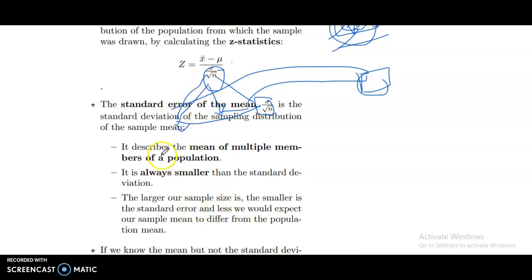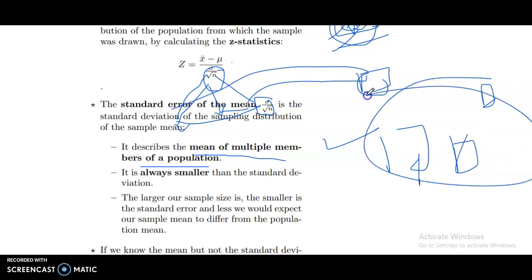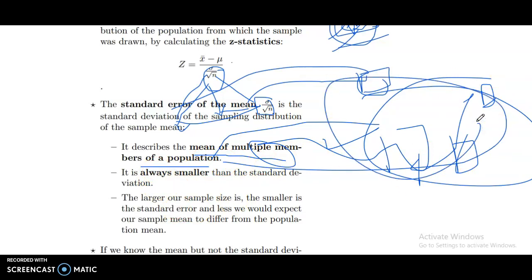It describes the mean of multiple members of a population.